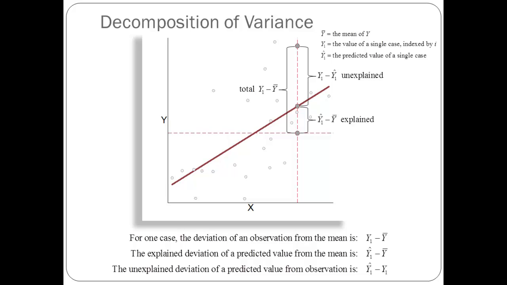Now I don't really care about this particular point. I care about all the points. So I'm going to have to do this operation for every point in the graph. We've mentioned before that the regression line is basically an average. And we know that if we calculate deviations around an average, they sum to 0. So just like our analysis of variance, we're going to have to take these deviations and square them, and then we're going to sum them up over all of our cases.